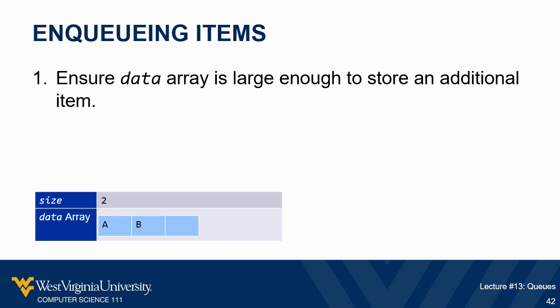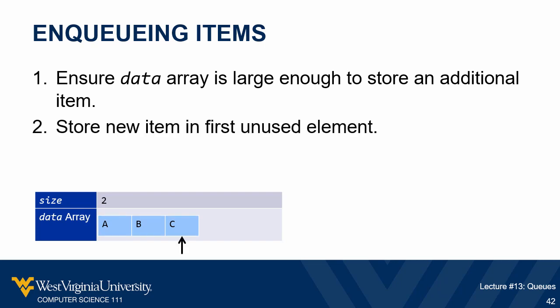Once we've taken care of the array capacity, we're ready to store our value, and that's just going to be in the first unused element. So that's going to be the element whose index is size. Since we have zero-based indexing, if size is 2, that means that the currently used elements are 0 and 1, and that 2 is actually free. Once we've stored our value, we can increment what's in our size field to reflect that we now have an additional item inside of our queue.